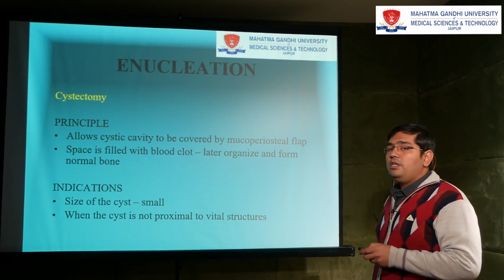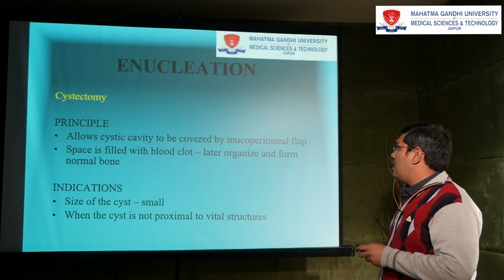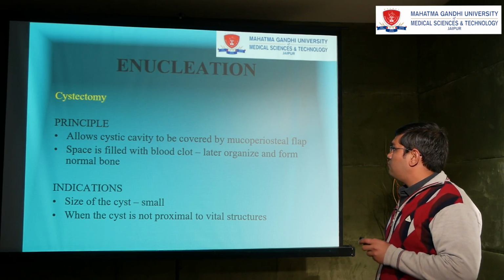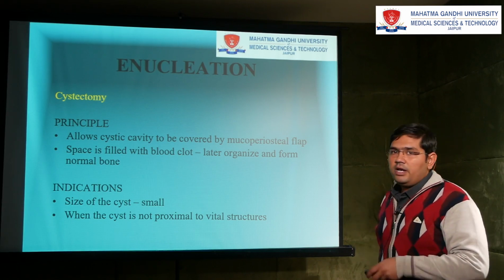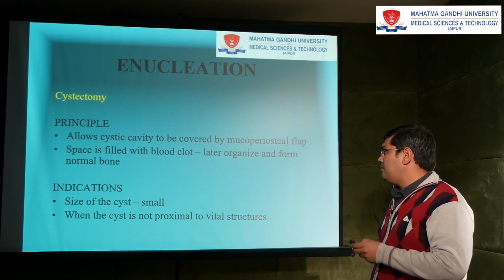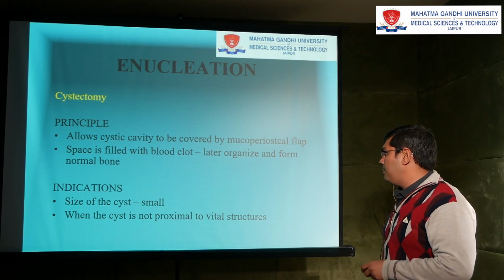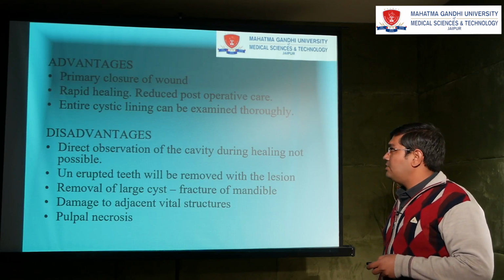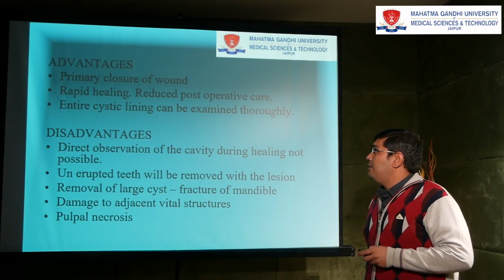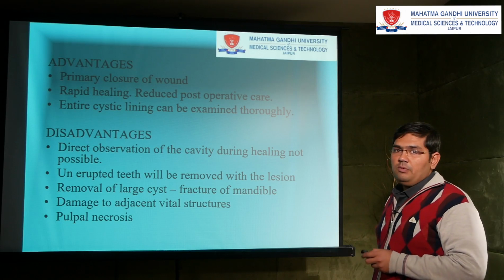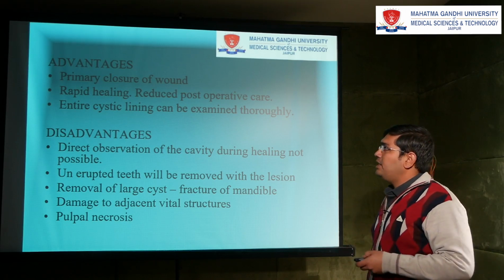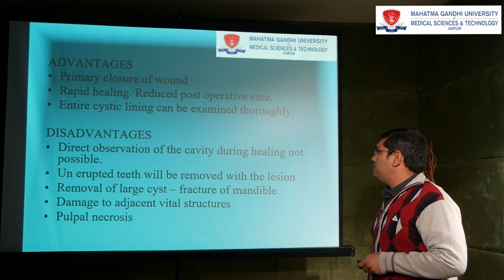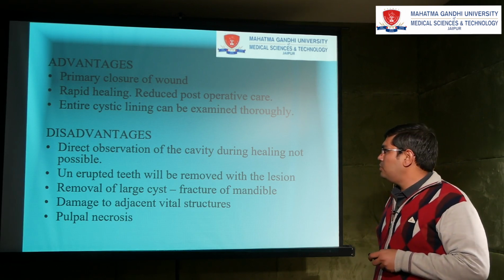The next treatment modality is enucleation or cystectomy. In this, we remove the complete cyst lining and allow the cyst cavity to be covered by a mucoperiosteal flap. Space is filled with blood clot that is later organized and forms natural bone. Indication: when the size of the cyst is small and operable in a single shot, when the cyst is not in proximity to the vital structures. Advantages: primary closure of the wound is possible. There will be rapid healing. No routine maintenance required from the patient side. Disadvantages: direct observation of the cavity during healing is not possible.